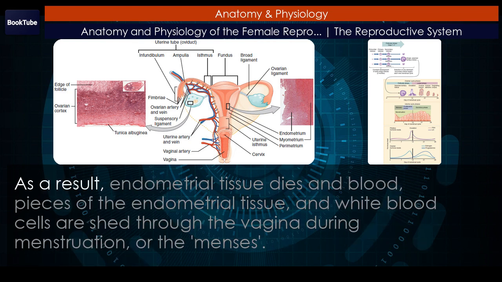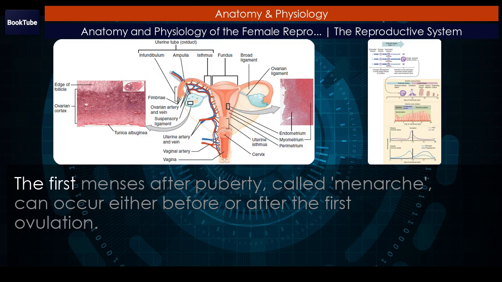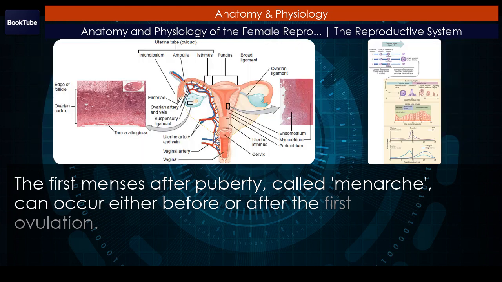As a result, endometrial tissue dies and blood, pieces of the endometrial tissue, and white blood cells are shed through the vagina during menstruation, or the menses. The first menses after puberty, called menarche, can occur either before or after the first ovulation.